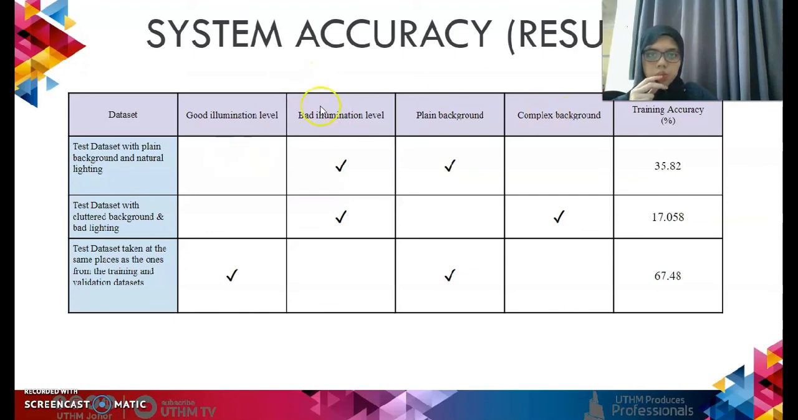From what we can see here, if you compare each type, factors like illumination level as well as type of background play a huge role in determining the system accuracy. For the second data set, which has bad illumination and a complex background, it is bound to have low testing accuracy, because the system is not able to detect the features of each gesture properly.